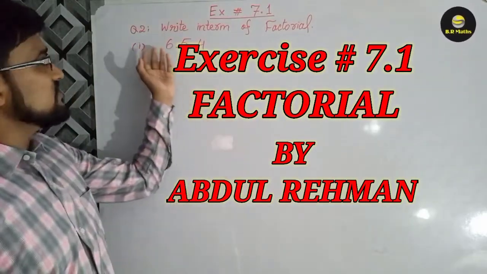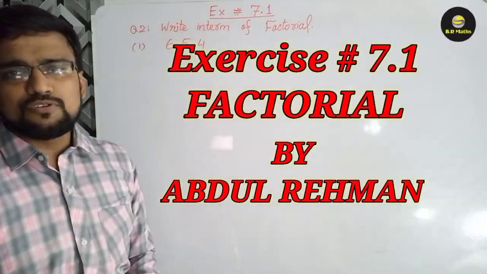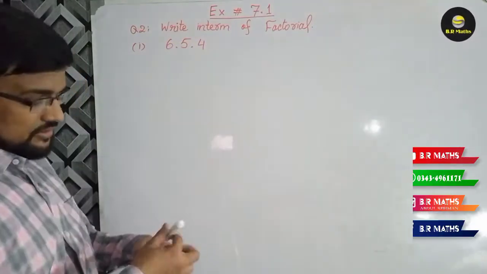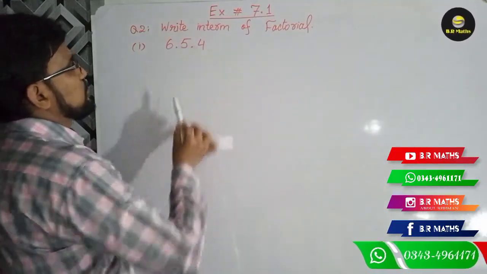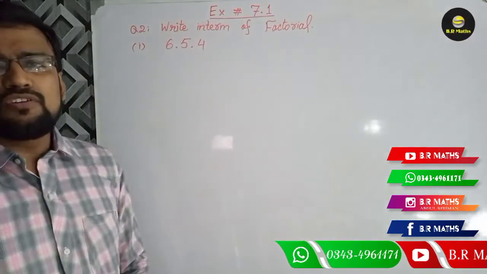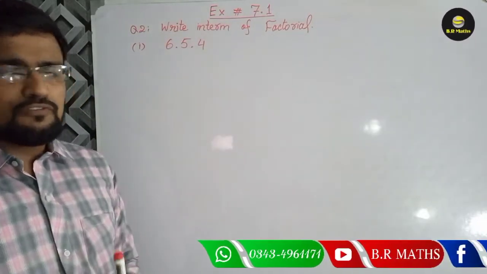So the second question is: write in terms of factorial. In this question the values are 6, 5, 4. This is the simple ordinary notation, then convert it into factorial form.